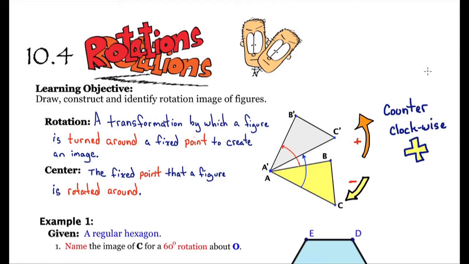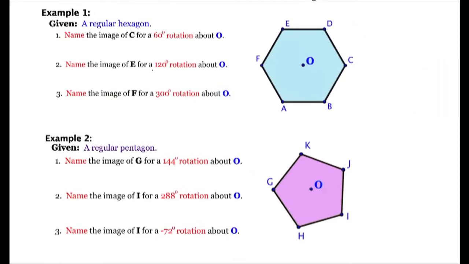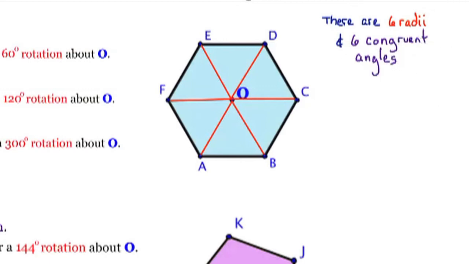So let's take a look at example 1. We are given a regular hexagon. So what do we know about a regular hexagon? Well, regular means it has congruent angles and sides. And for a hexagon, it has 6 of these. That means it has 6 radii that go from the vertex to the center. So there are 6 radii, and there are 6 congruent angles in the hexagon, so that go from the vertex to the center to the adjacent vertex.